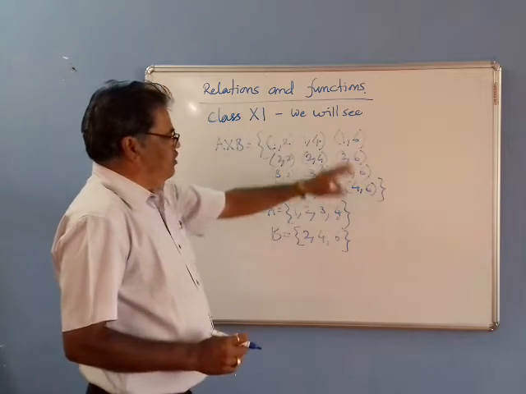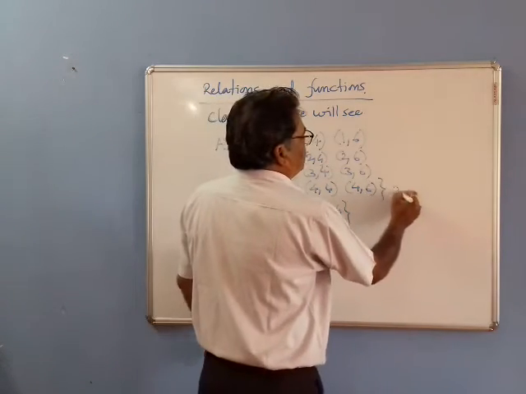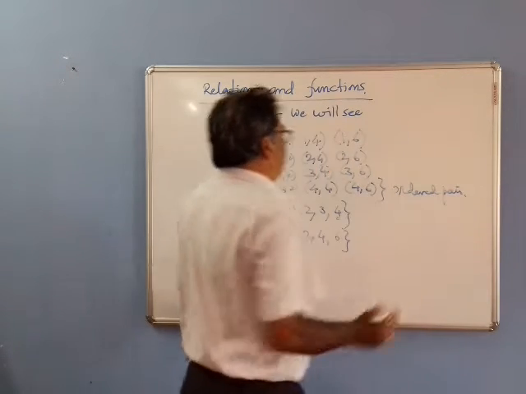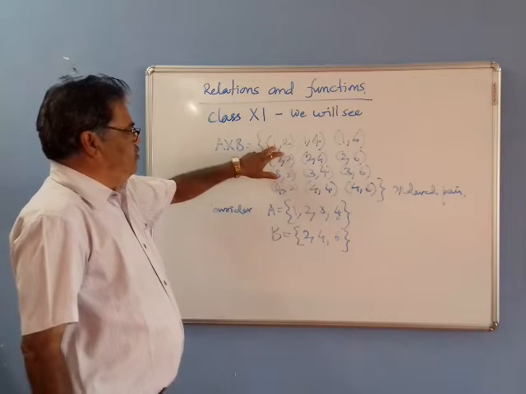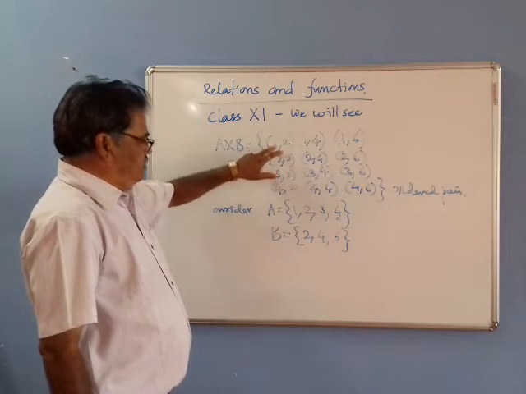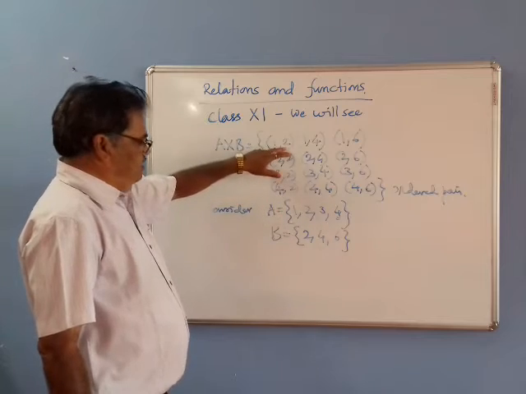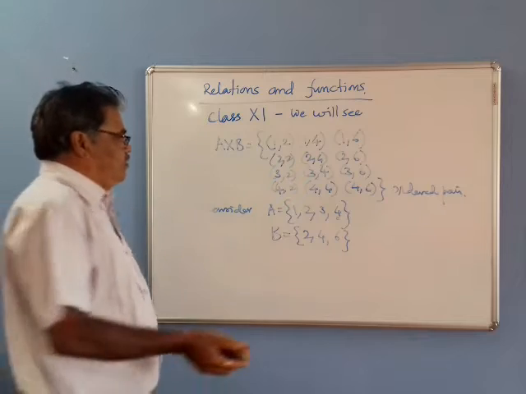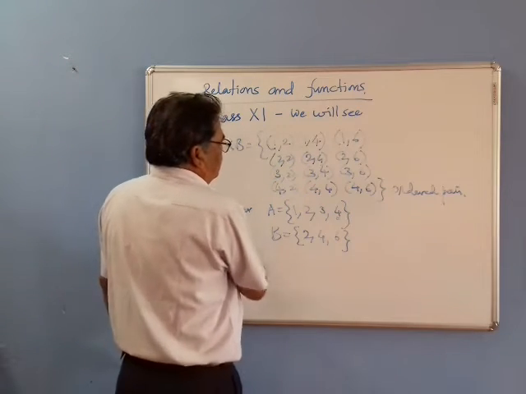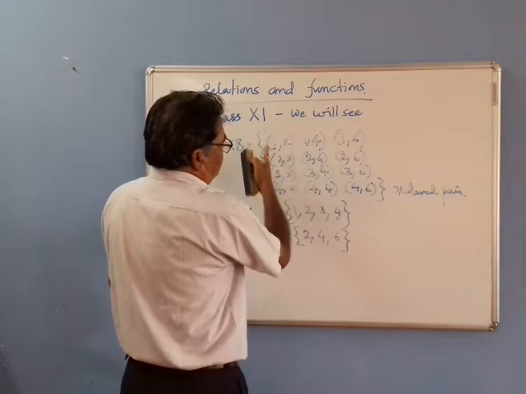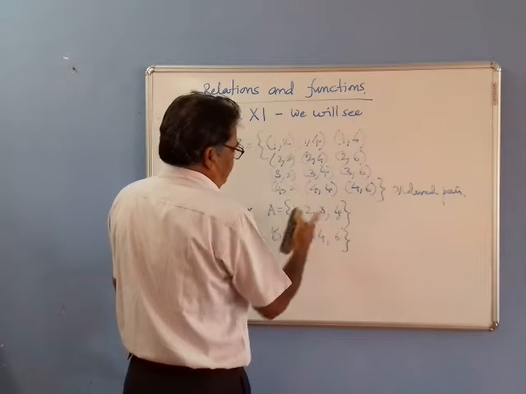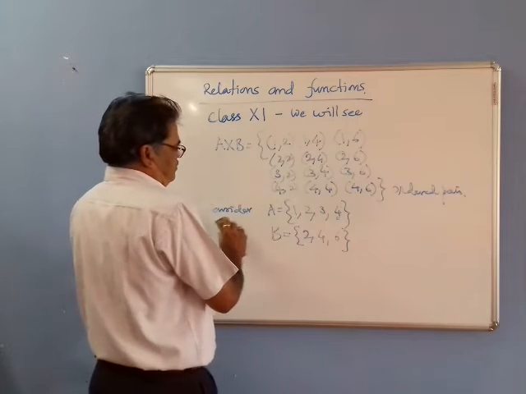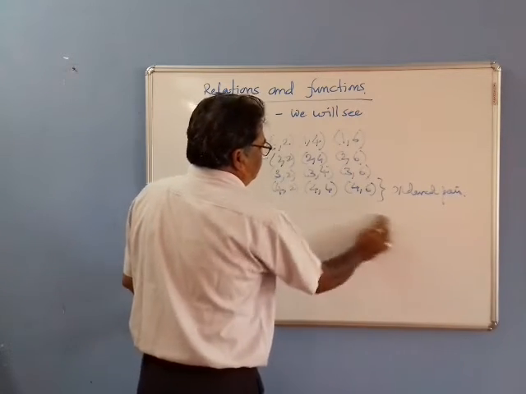This is the Cartesian product, and it is made of ordered pairs. Why is it called an ordered pair? Because the first element of the pair is from set A and the second element is from set B. In this, every element of A and every element of B are involved. Therefore, it is called the Cartesian product.